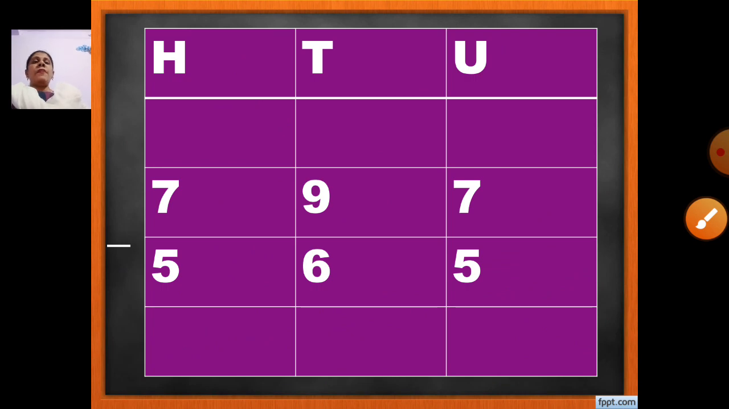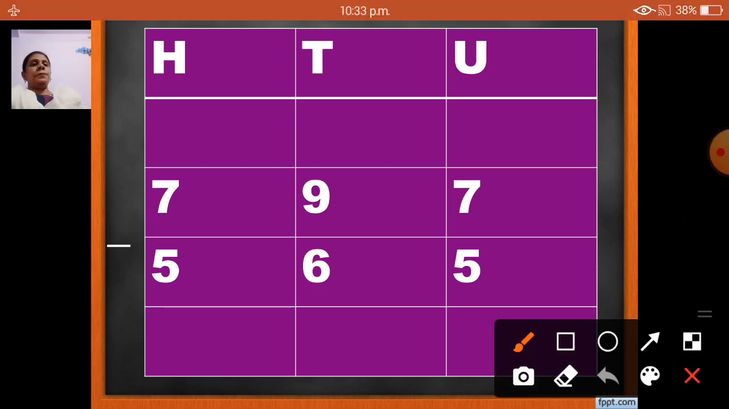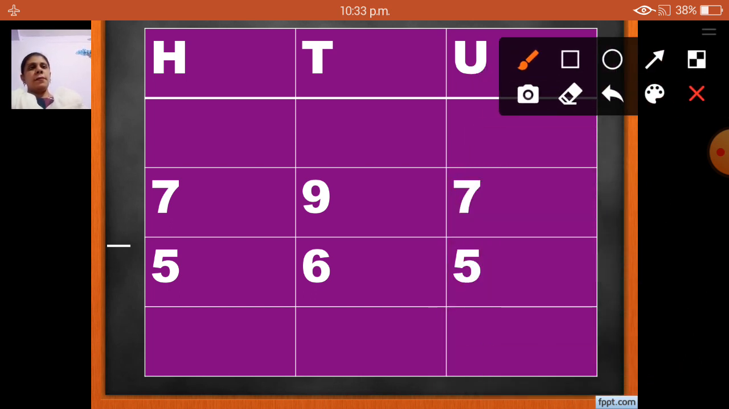Next, now 797 minus 565. The numbers are arranged according to their place value. Let us subtract. Okay, so 7 minus 5 is 2. Correct. 7 minus 5 is 2. Here no borrowing, because 7 is a bigger number and 5 is a smaller number.